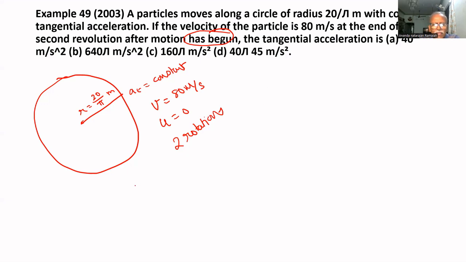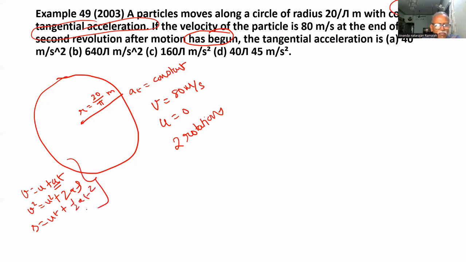We know that here constant tangential acceleration is given. That's why we can use the three formulas: v equal to u plus at, this is for constant acceleration; v square equal to u square plus 2as; s equal to ut plus half at square. These formulas are applicable only for constant acceleration. Here also acceleration is constant. That's why we can replace this by circular.